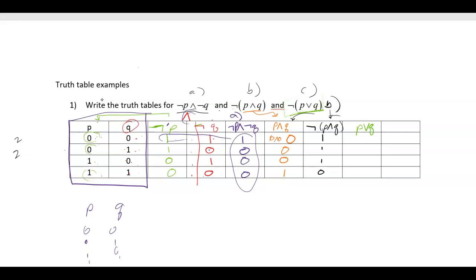But P or Q, 0 or 0 is 0. Now for the "or", it means is either one of them 1 or both of them. It's not an exclusive or. If they're both a 1, you say the "or" is a 1. So the "or" goes like this. 0 or 0 is 0. You can think of it like this.